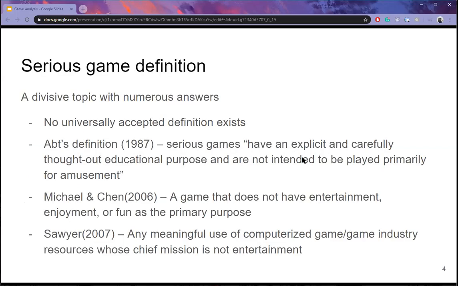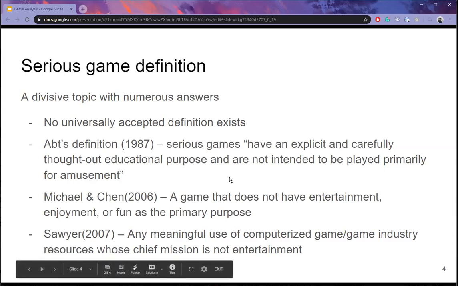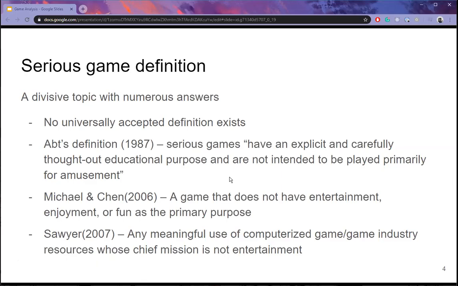Serious game has many definitions, and we looked at a bunch of papers, but the most widely accepted definition out there is probably the one that says any game that has a purpose beyond entertainment is considered a serious game. So if you can see the three definitions that I listed on the slide here, they all have the same common definition, which is that non-entertainment games are classified as serious games.